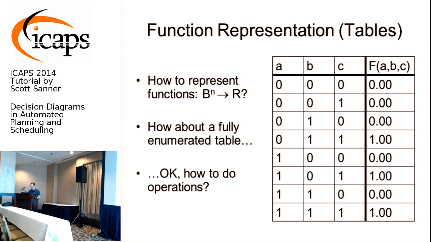Okay, so previously I said you could represent these functions. So forget decision diagrams for a second. You can represent functions with tables. This is the first thing that you might try, and it's worthwhile to think about what would happen if you represent things as tables. Here's a function over three domain variables a, b, and c, and here's the value. Just consider Boolean, only 0 and 1. Forget the real values for now.